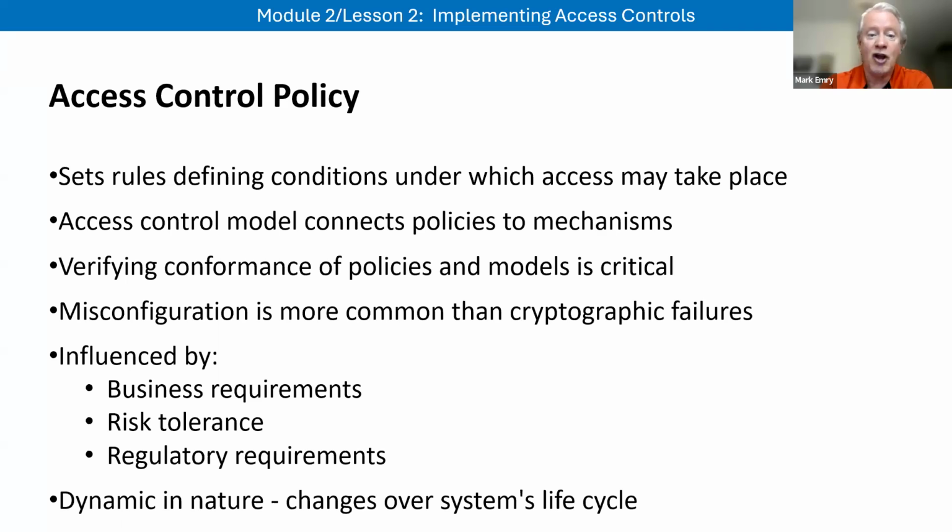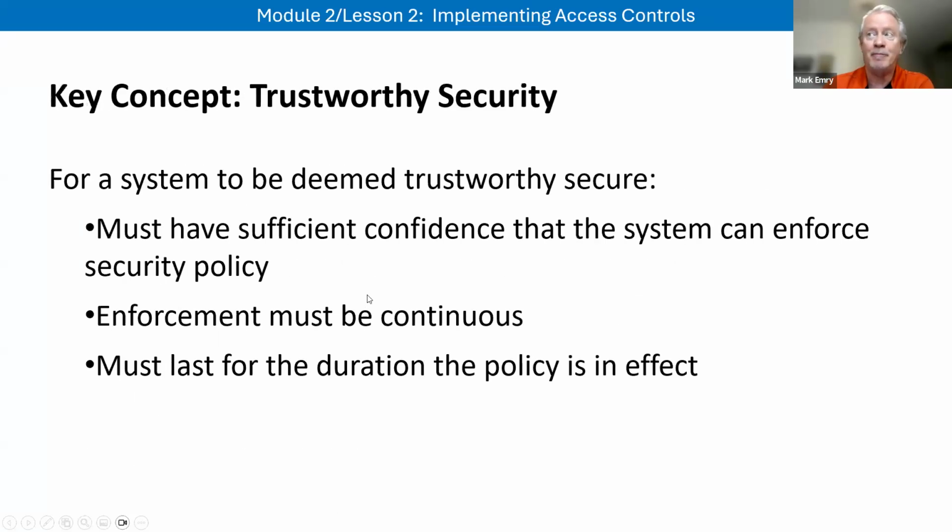Access control policies are influenced by business requirements, the tolerance for risk, and regulatory requirements. Policies are dynamic in nature and will likely change over a system's life cycle. We'll speak about that as well today. For a system to be deemed trustworthy and secure, there must be sufficient confidence that the system is capable of enforcing the security policy on a continuous basis for the duration of the time that the policy is in effect.